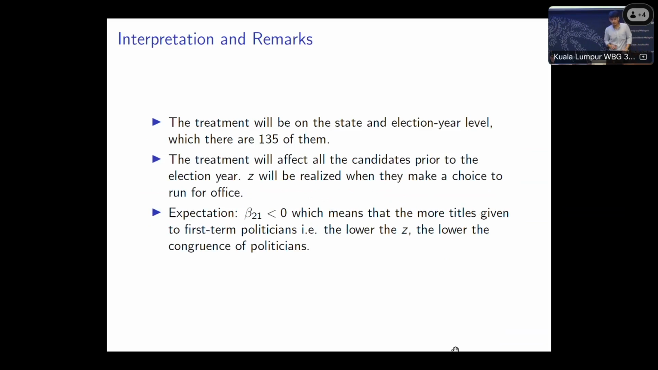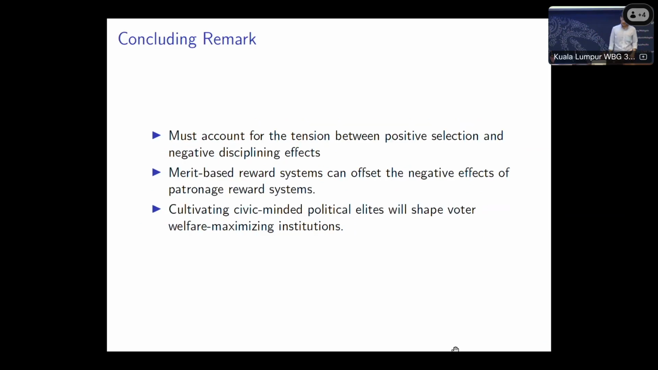So the interpretation: the treatment will be on the state and election day level. There are 135 of them. The treatment will affect all the candidates prior to the election year. Z will be realized when they make a choice to run for office. The expectation is that beta is less than 0, which means that the more titles given to first-time politicians, the lower the cost, and the lower the congruence of politicians. That's basically the design.